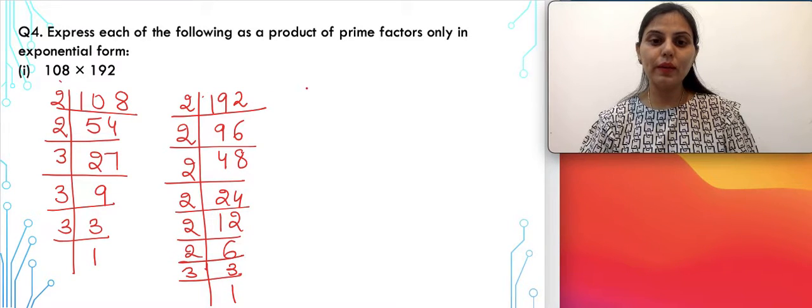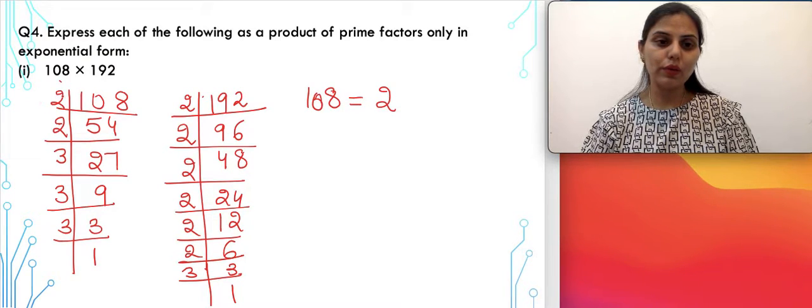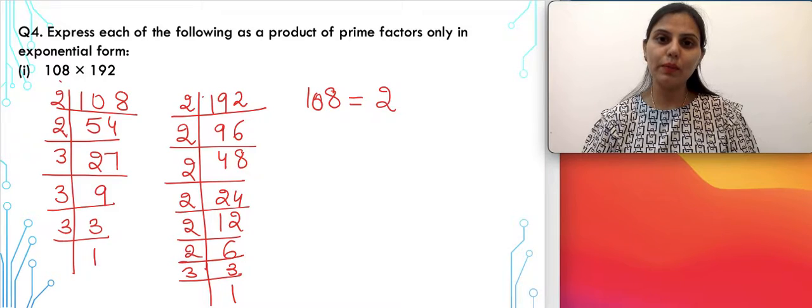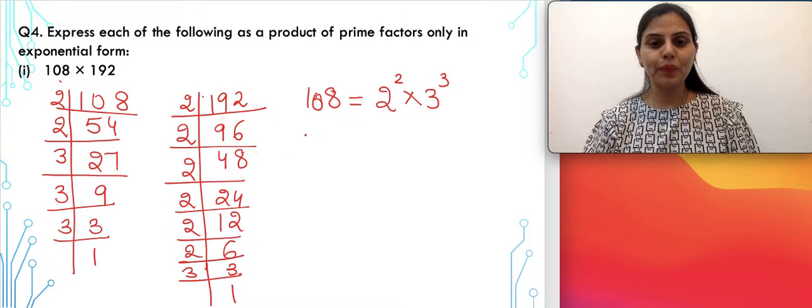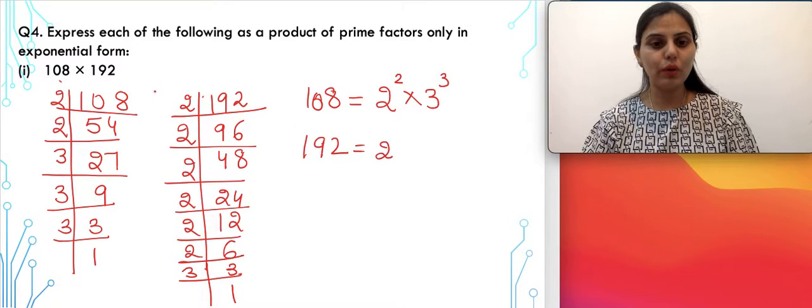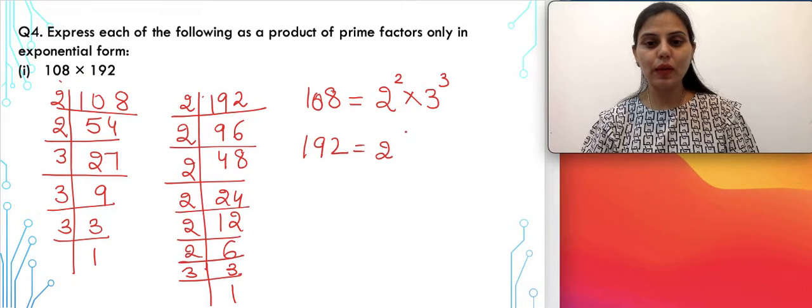So let's write the numbers in exponential form now. 108 can be written as 2 raised to the power. Now as you can see, we are getting 2 times 2 here. So it can be written as 2 square multiplied by 3 raised to the power 3 or 3 cube as it is read. Similarly, for 192, it can be written as 2 raised to the power. Let's count how many 2's are there. 1, 2, 3, 4, 5, 6. So it can be written as 2 raised to the power 6 multiplied by 3.